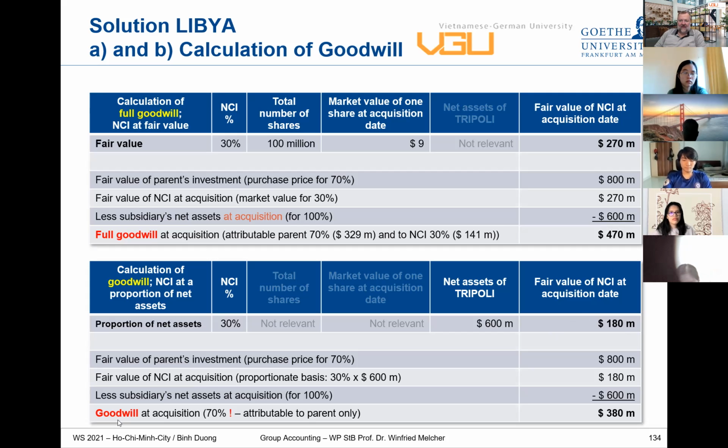Therefore, when we have that kind of a calculation, when we come up from the net assets, we will only calculate a goodwill. If we have market information, then we are able to calculate a full goodwill, and then we will, of course, attribute some of it to NCI. If we have a full goodwill, we will allocate the portion to NCI and the parent. If we only have goodwill, then we will attribute that 100% to the parent.